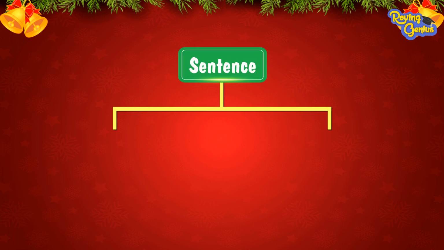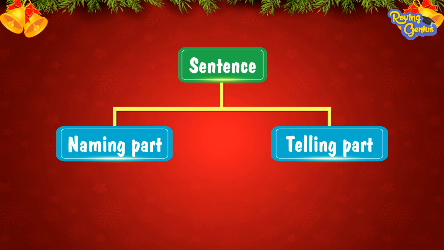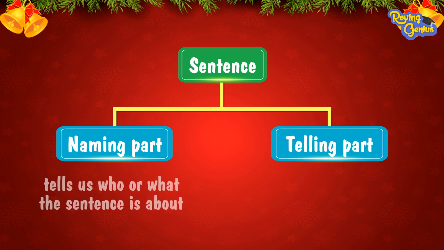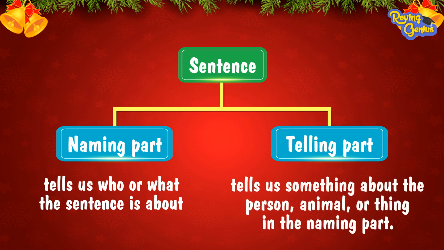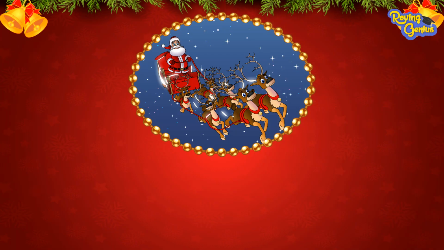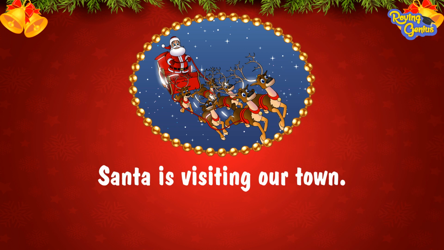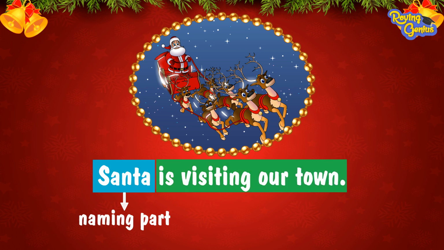Every sentence is made up of two parts, a naming part and a telling part. A naming part tells us who or what the sentence is about, and the telling part tells us something about the person, animal, or thing in the naming part. For example, in the sentence, Santa is visiting our town, Santa is a naming part since it tells us about who is doing something. So, this becomes the naming part of the sentence. In this sentence, is visiting our town tells us about what Santa is doing. So, this becomes the telling part of the sentence.